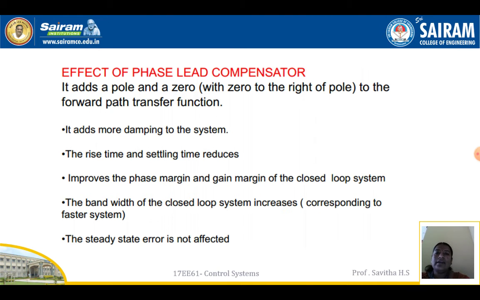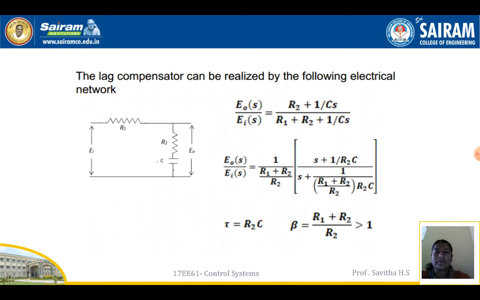Effects of phase lead compensator. It adds a pole and a zero, with the zero to the left of the pole, to the forward path transfer function. It adds more damping to the system. The rise time and settling time reduce, and it improves the phase margin and gain margin of the closed loop system. The bandwidth of the closed loop system increases. The steady state error is not affected.